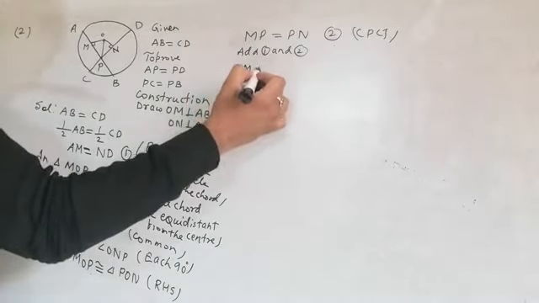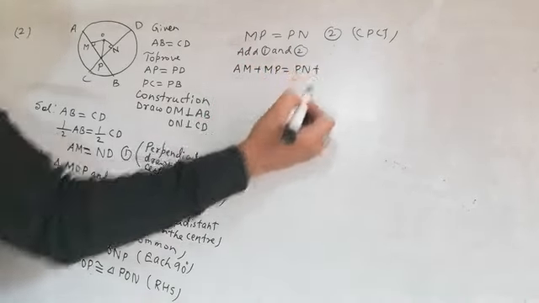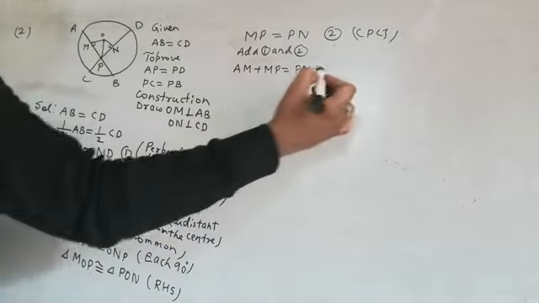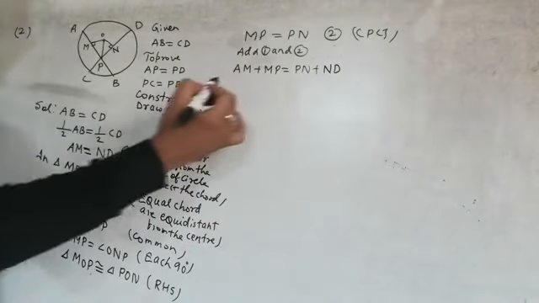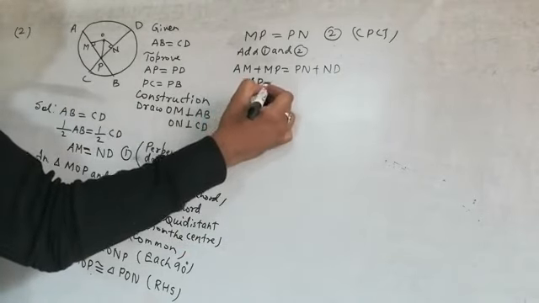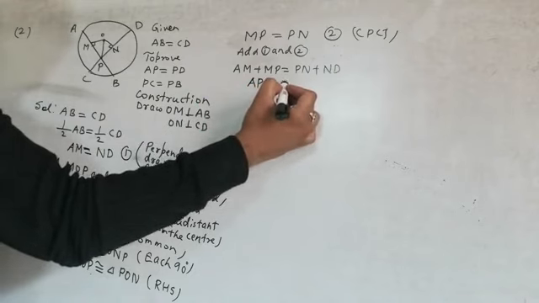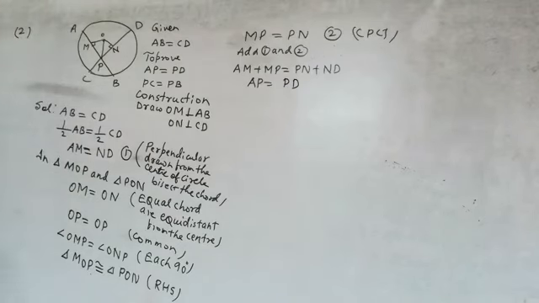AM plus MP plus PN plus ND. AM plus MP will be AP. And here PN plus ND will be PD. First proof came. So we proved the first one.